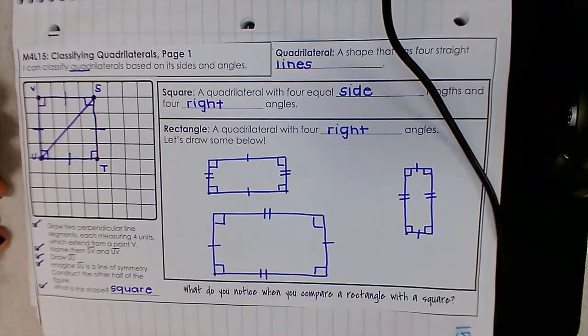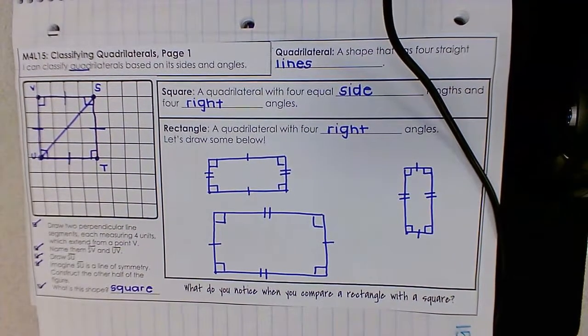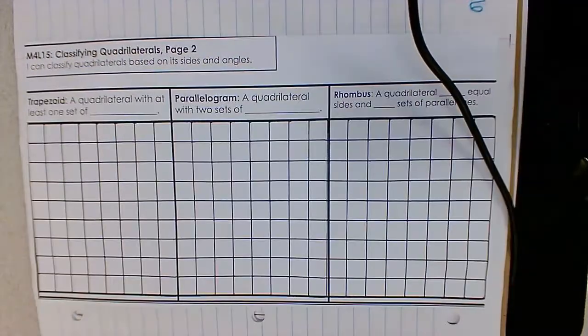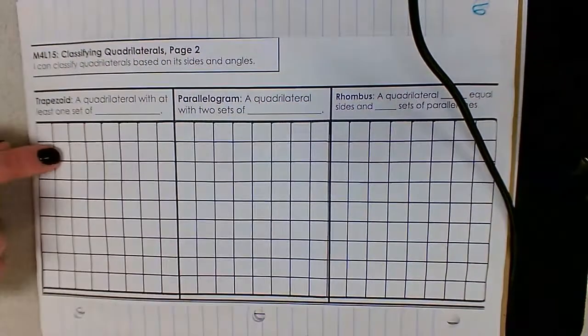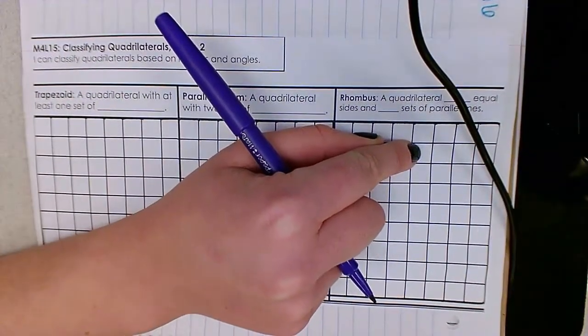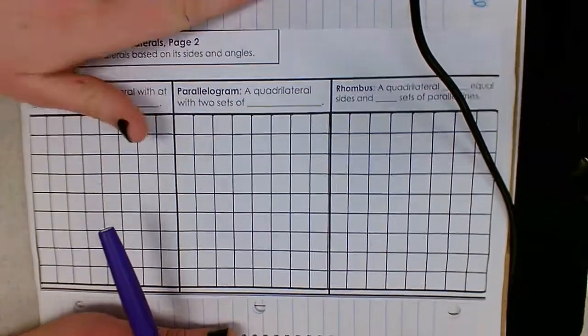Now that we've gotten some practice drawing squares and drawing rectangles, let's explore some other quadrilaterals that you might not be as familiar with. For example, a trapezoid, a parallelogram, and a rhombus. These are all different types of quadrilaterals, but they're going to look different from one another. Let's start with a trapezoid.